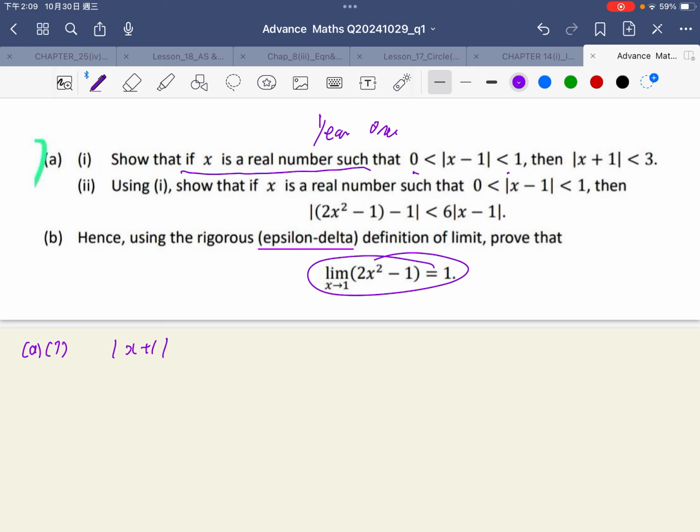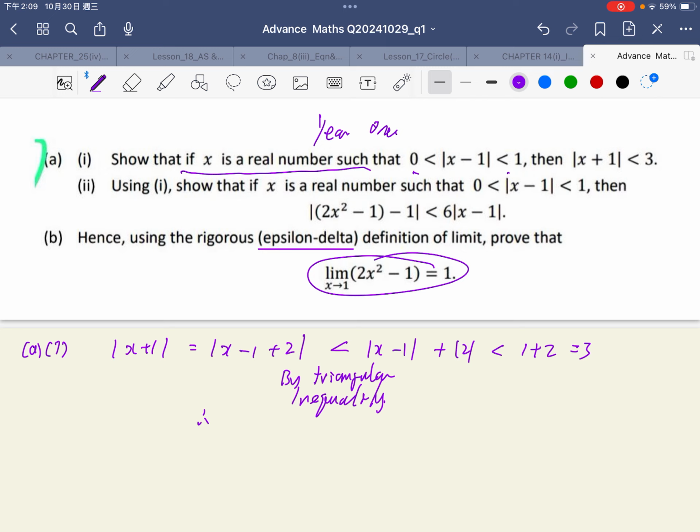x plus 1 can be written as x minus 1 plus 2. Then by the triangle inequality, we have this. Since absolute x minus 1 is less than 1, then 1 plus 2 is equal to 3. Therefore, x plus 1 is less than 3.